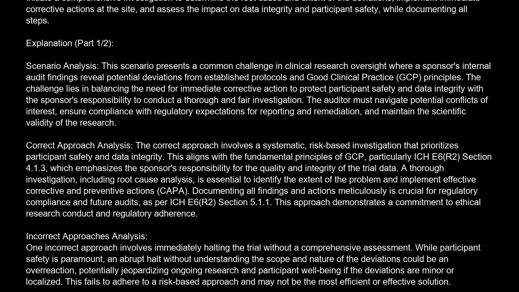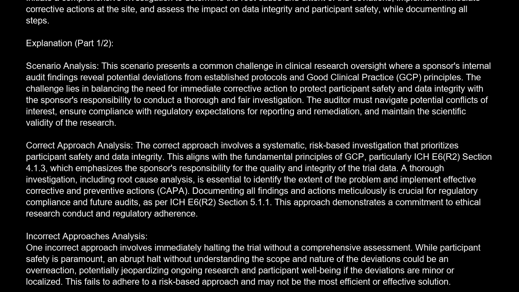The correct answer is A. Initiate a comprehensive investigation to determine the root cause and extent of the deviations, implement immediate corrective actions at the site, and assess the impact on data integrity and participant safety while documenting all steps.